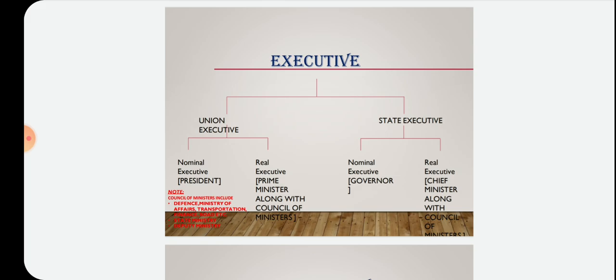Council of ministers in state executive simply means the deputy minister. Like, whoever comes under the chief minister is known as a deputy minister. The state ministers, and the state will also have an agriculture ministry, finance, transportation ministry, roads ministry. All of this comes under the real executive. Executive is a body which enforces the law.